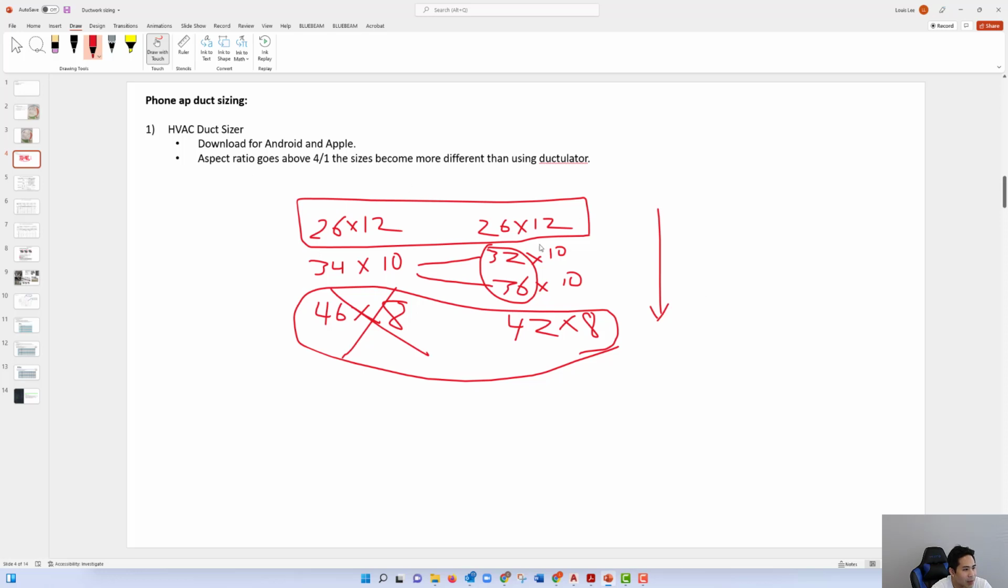So using the app, I would recommend not going to anything over a 4 aspect ratio. But if you do exceed the 4, to not exceed it by much, maybe somewhere between 4 to 6. And if you are within this aspect ratio range, to increase the duct sizes by at least 4 inches in one of the dimensions. So this is something that I think should be applied when using the HVAC duct sizer app.